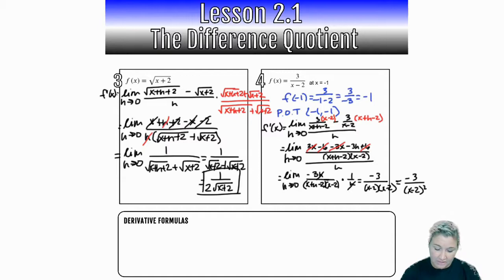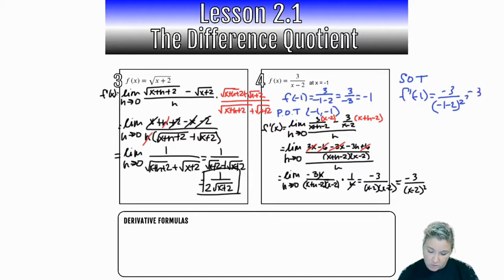Now I need to find the slope of tangency. I didn't leave very much room here, so I'm going to have to come up over here. I have the slope of tangency at x equals negative 1, so I need to plug in negative 1. So this is going to be negative 3 over negative 1 minus 2 squared, which is negative 3 over 9, which ends up being negative 1/3.